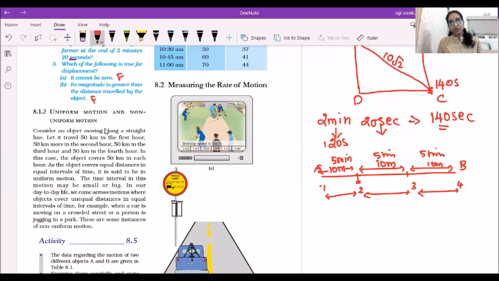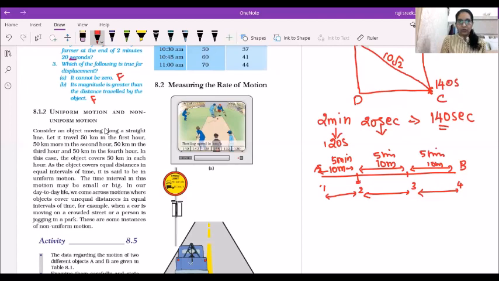But uniform motions are very uncommon in our daily life, because most of the motion we see around us is non-uniform. They cover unequal distance in different time intervals. Most of the time, suppose you are starting a car, in the beginning it will cover very little distance, but gradually when its speed increases it can cover more distance.